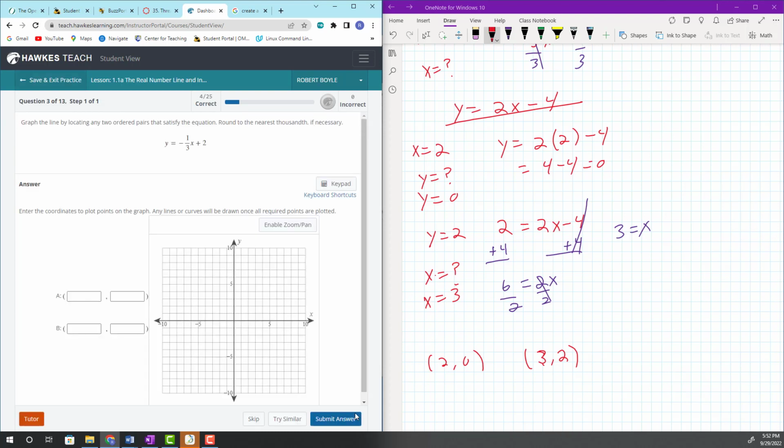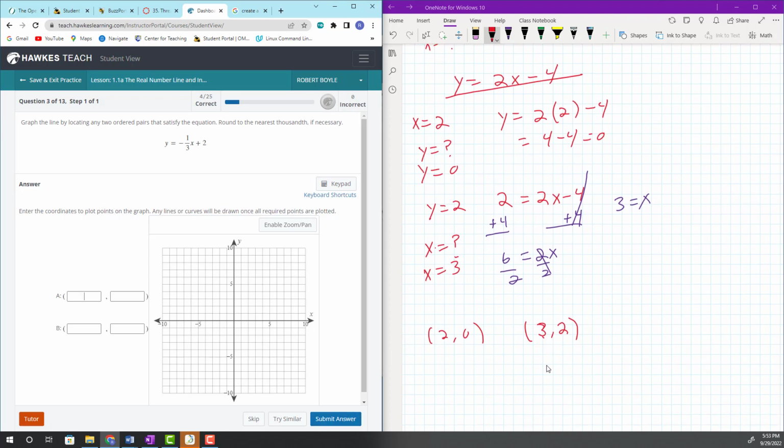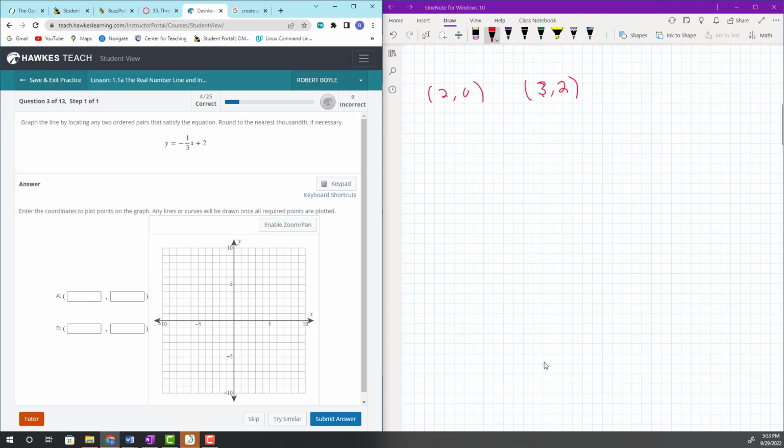Now, here, you want to graph the line by locating any 2 ordered pairs that satisfy this equation. And if we have to, we need to round to the 1,000th. Now, notice that this is the equation for a line in slope-intercept form. Okay, this is the slope. This is the y-intercept. So one point is going to be the point 0, 2. Remember, the y-intercept is that point where the line crosses the y-axis, and that would be right there.